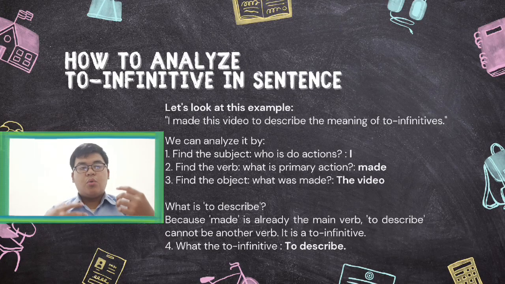Then what is the video? The video is the object. Then where is the to-infinitive? The to-infinitive in that sentence is to describe. That means to describe is a to-infinitive as an adjective that modifies this video, or the object. That is how you can analyze the sentence with to-infinitive. So be careful about the main verb and the to-infinitive.